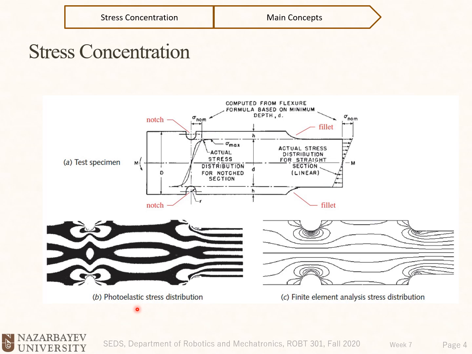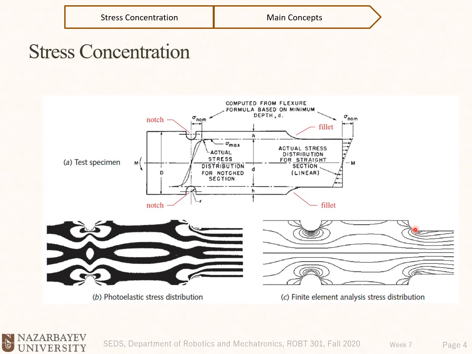Here we have photoelastic stress distribution, okay, or finite element analysis stress distribution. This FEA analysis could be done in software, or this photoelastic stress distribution could be done by photoelastic elements or materials. And we see how a stress distribution changes when it reaches these type of basically abrupt changes or shapes.